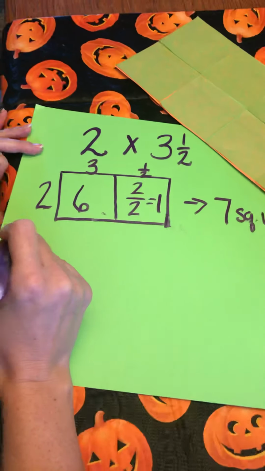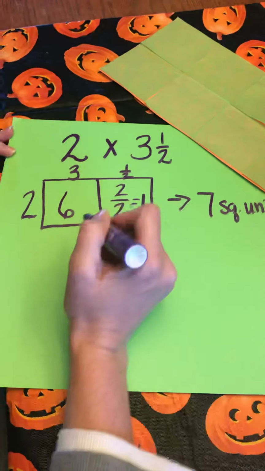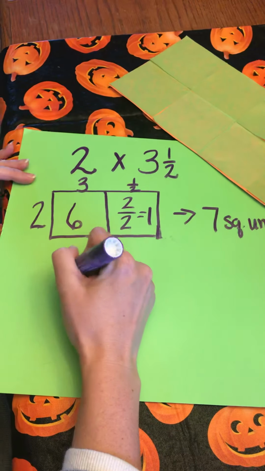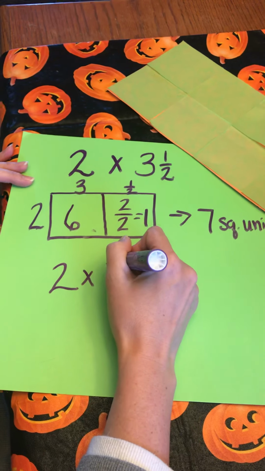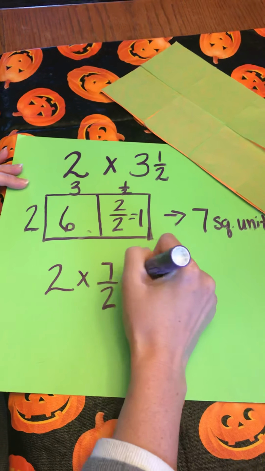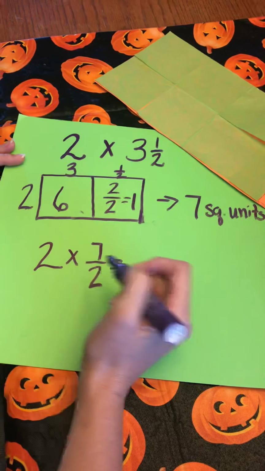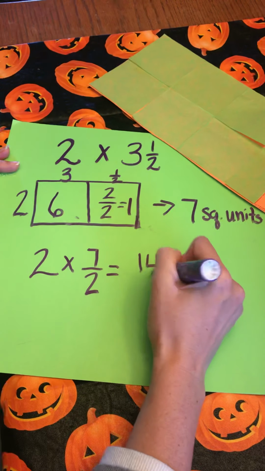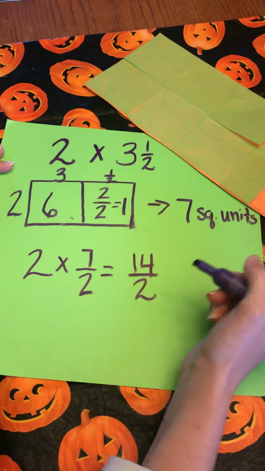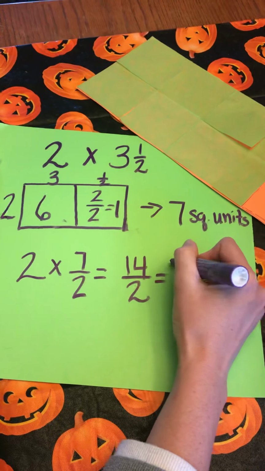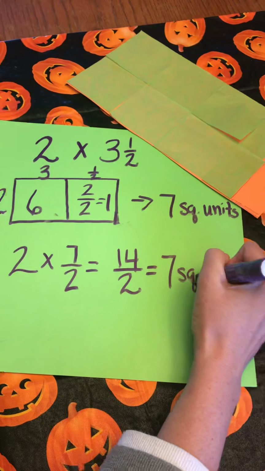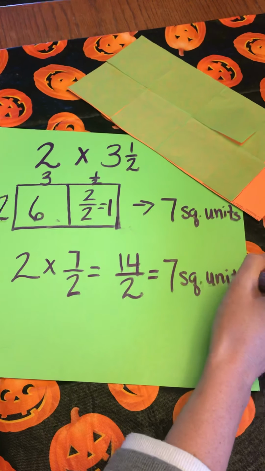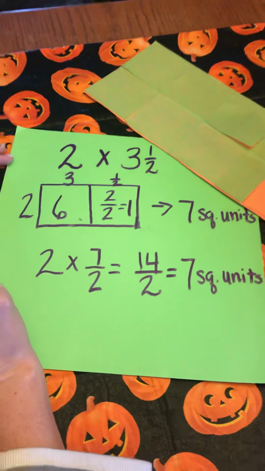Now the other way that I could solve that, I could go ahead and change this mixed number. So I would have 2 times 7 halves, and I would multiply that and I would get 14 halves. And I know 14 halves is the same thing as 7. So I also get 7 square units, like we would expect, but you can solve it either way.